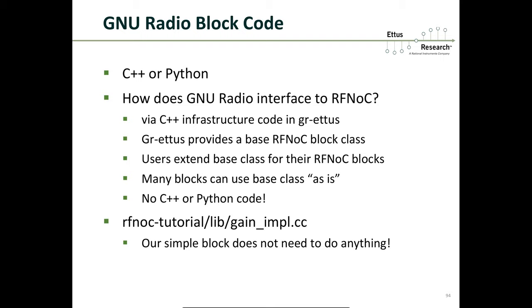So in our case, there's another out-of-tree module called gr-ettus that was installed that I didn't go over, but this is the infrastructure code in C++ that allows RFNoC support in GNU Radio. And gr-ettus provides a base RFNoC block class. And you could extend that class and customize it for your block if you have special use cases.